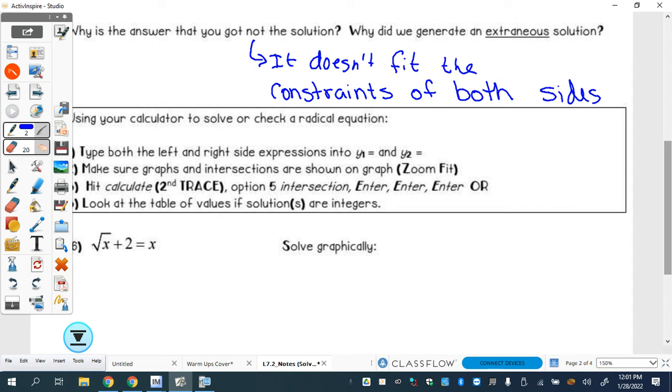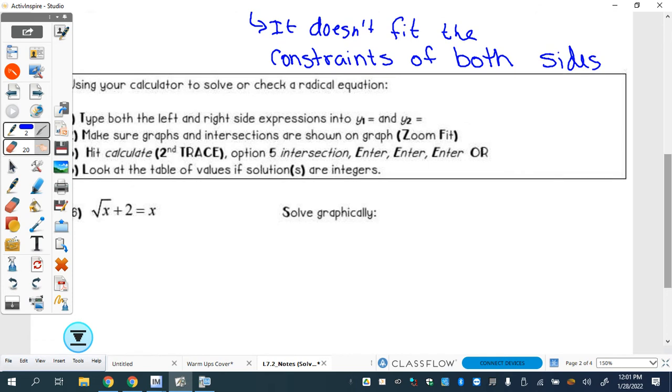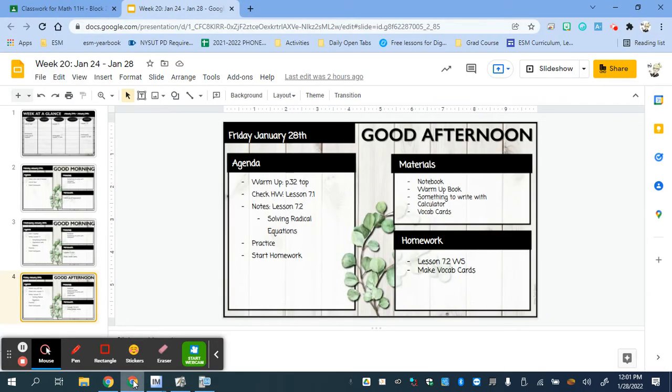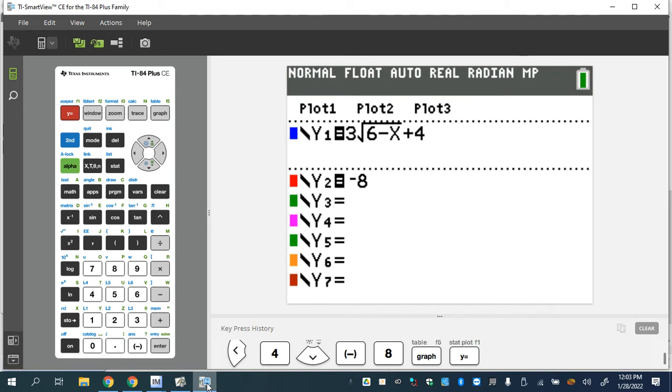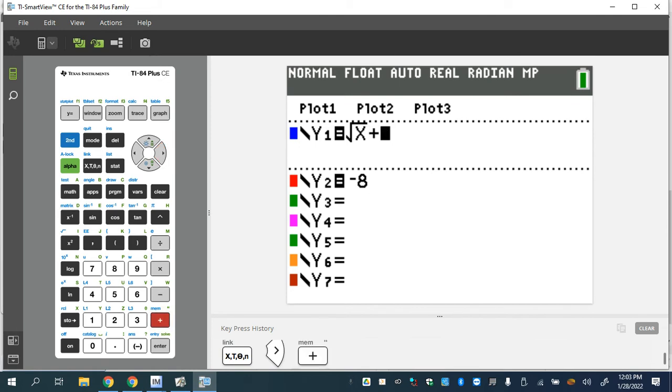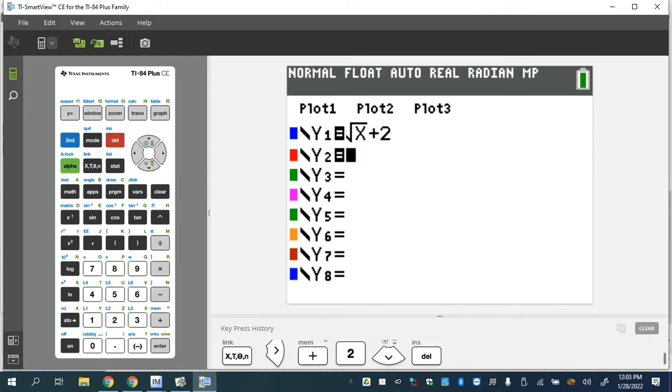So let's keep trying just a few more problems. So I'm going to give you a minute. I want you to try to solve on your own this next one, the square root of x plus 2 equals x. All right, so square root of x plus 2 plus 2 equals x.